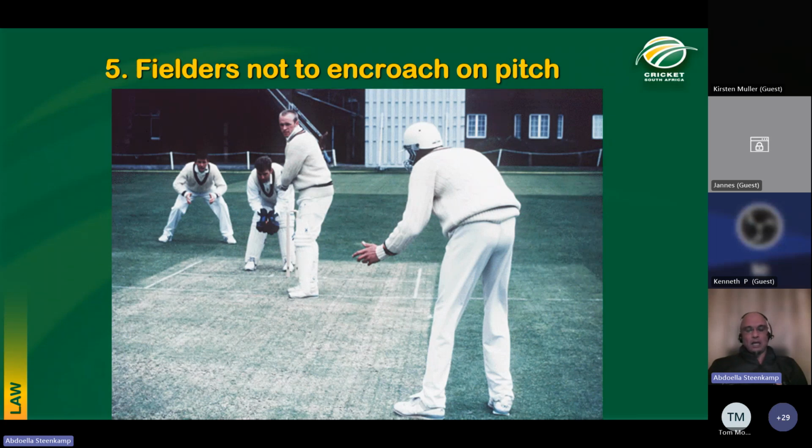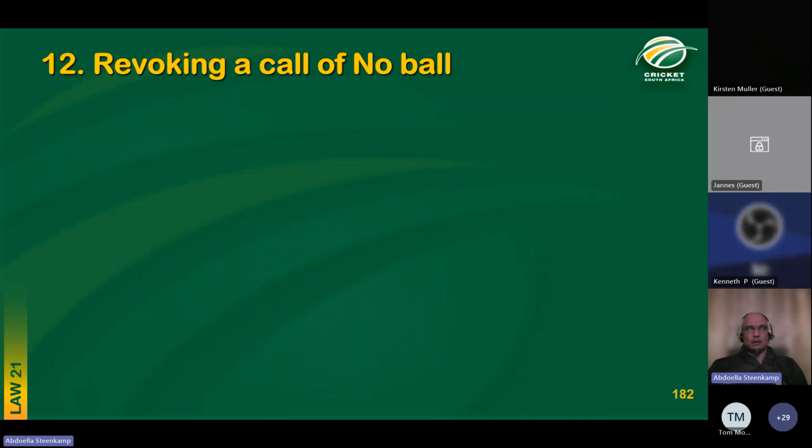Now, for me, I like to assist the fielders where I can. If I was bowler umpire and I do see this, many players don't know the law. I would just whisper to the fielder to move half a meter back so that no part of the foot nor body is encroaching on the pitch. But if the fielder encroaches, umpire to call and signal no ball.